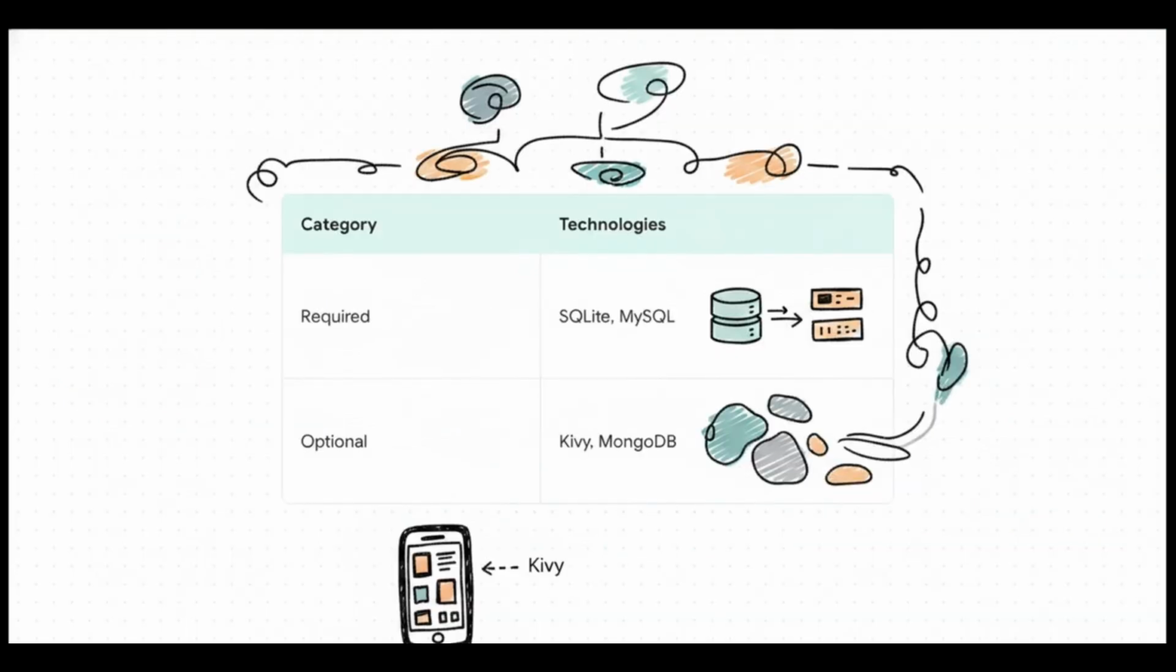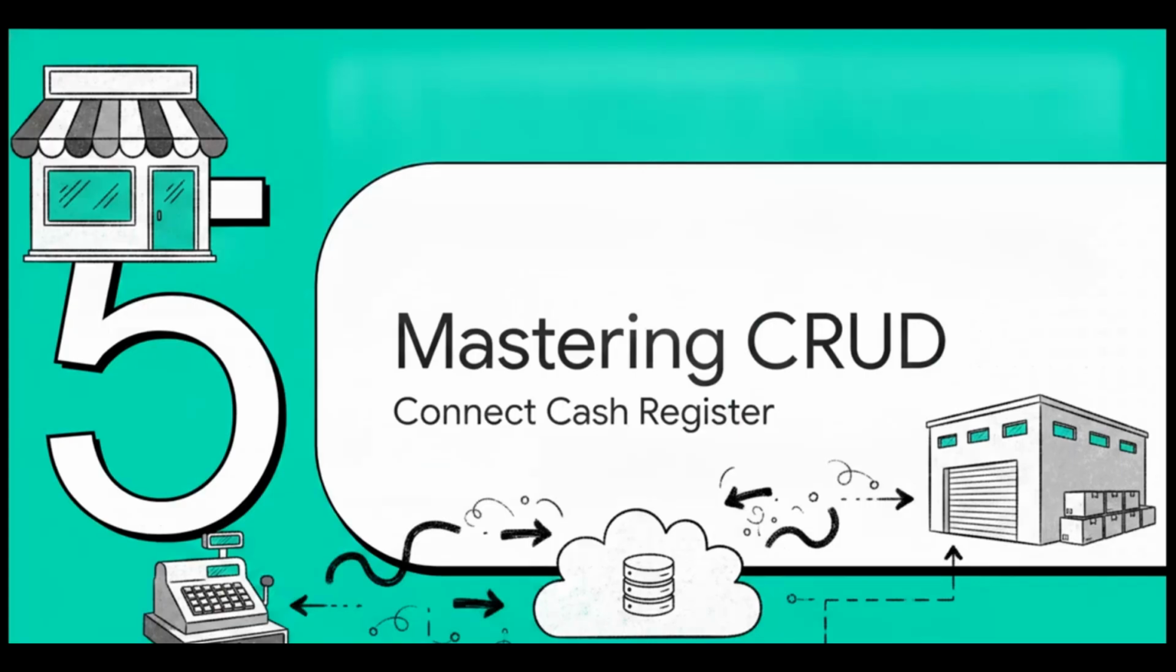So if the GUI is your storefront and file handling is like a sticky note left on the counter, the database is your massive, highly organized warehouse. To build it, you're going to need robust relational technologies. I'm talking about things like SQLite, MySQL, and PostgreSQL to organize your data into neat, interconnected tables. And hey, if you want to branch out later on your own, you can explore Kivy for modern mobile design or MongoDB, which is a super powerful NoSQL database that handles data more like dynamic documents rather than rigid tables.